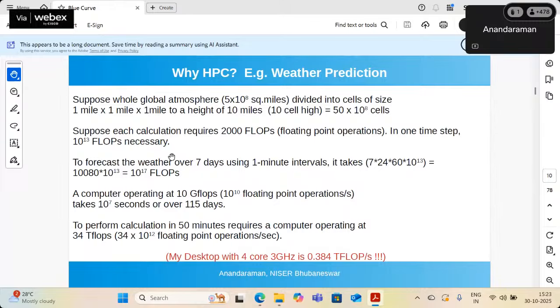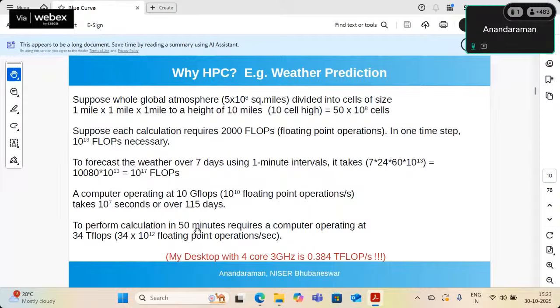To forecast the weather for 7 days using 1 minute interval, it takes 7 days into 24 hours per day into 60 minutes per hour into 10 power 13. That is 10 power 17 floating point operations per second we need. A computer operating at 10 gigaflop, 10 power 10 floating point operations per second, takes 10 power 7 seconds, which is 115 days.